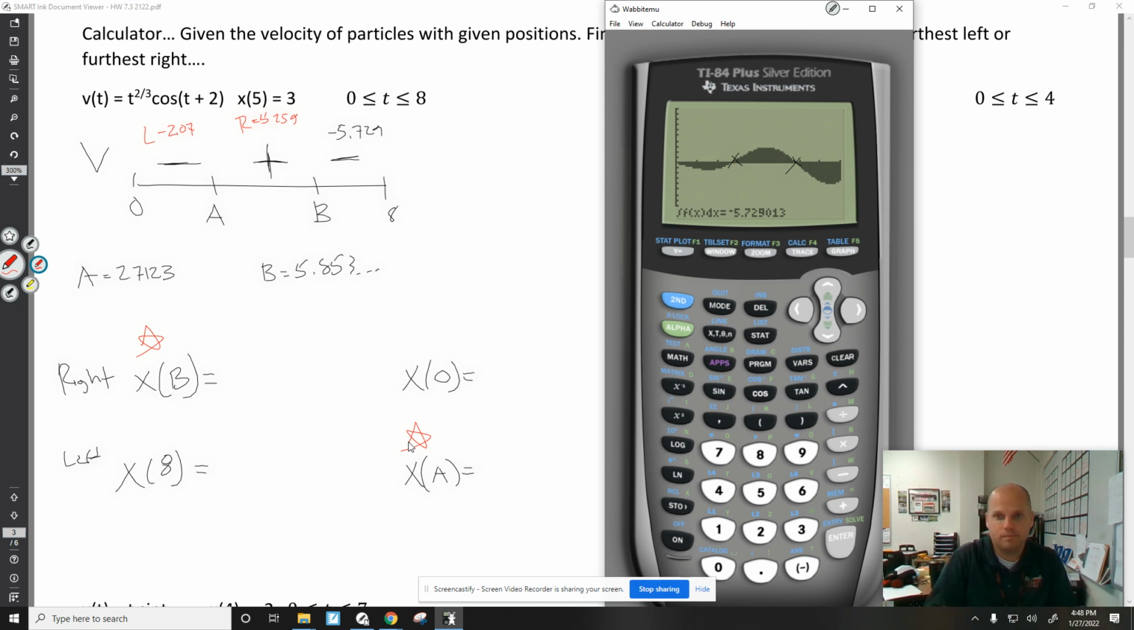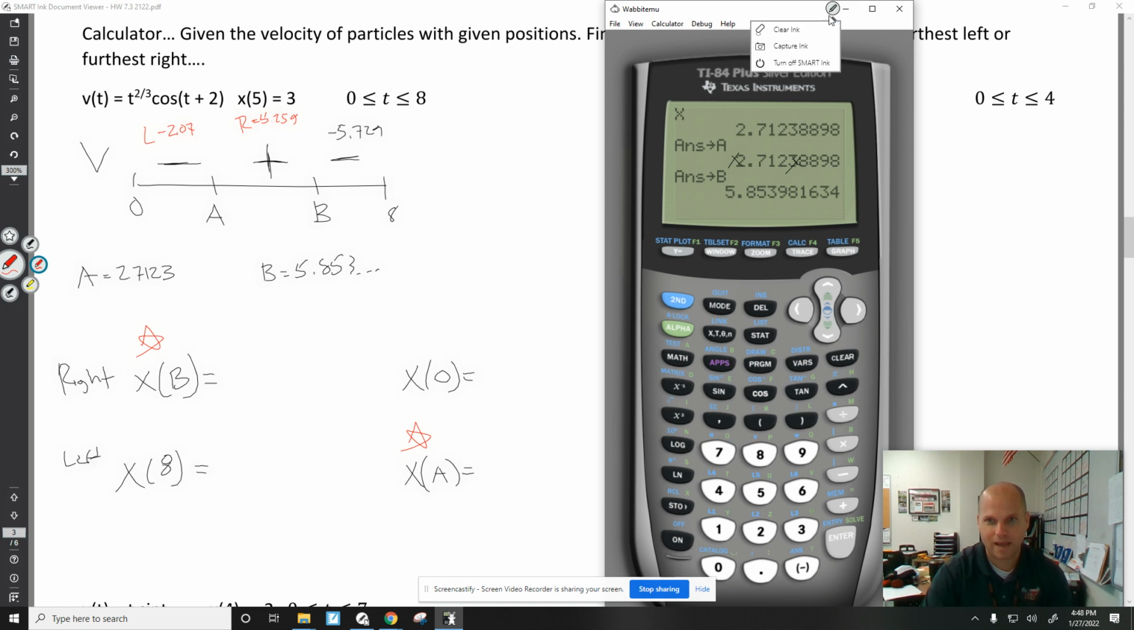So it's not going to be an endpoint. We have to find out. How am I going to do this? I have to go back into the home screen because I have x of 5 as 3. 5 is right smack dab in between A and B. They made this tricky on me. So how am I going to find x of B? Well, it makes sense: x of B will equal my starting position plus my displacement between the two.